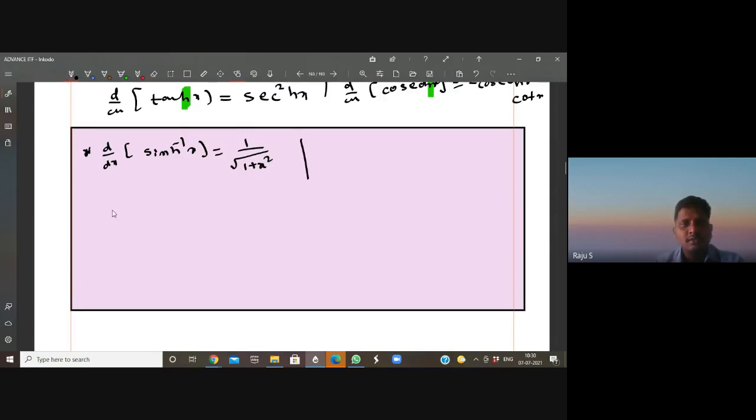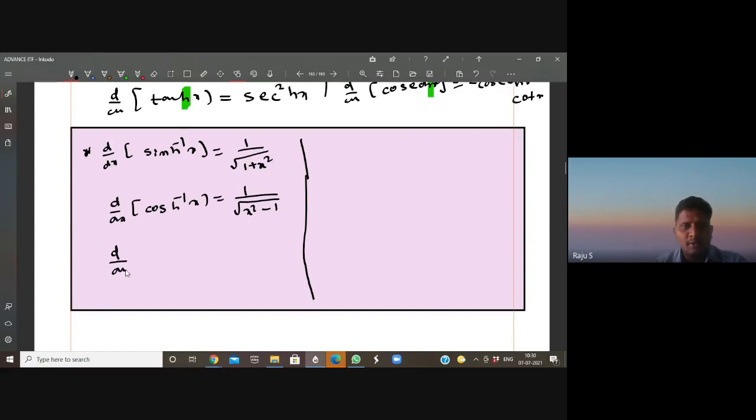And the next one is d by dx of cos h inverse of x. Students, it is the same here, but we are going to take x square minus 1. Sine h inverse x has x square plus 1. For cos h inverse x, it is simply the same with x square minus 1.